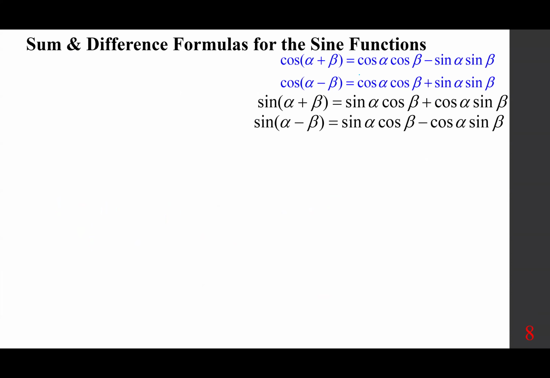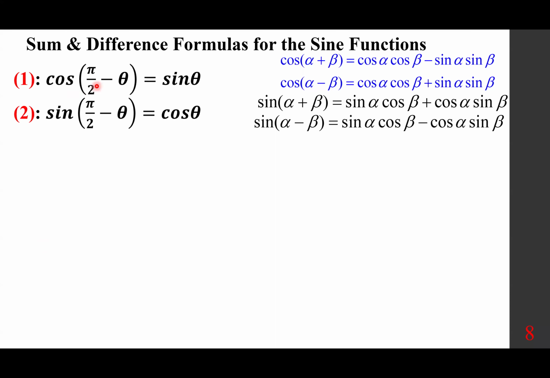All right, sum and difference formulas are here. Cosine of pi over 2 minus theta is sine theta. Sine of pi over 2 minus theta is cosine theta. We want to look at the proof, and we've seen this before. As far as the graph is concerned, if you want to use the graphing calculator to prove it, you can graph the left and the right side.